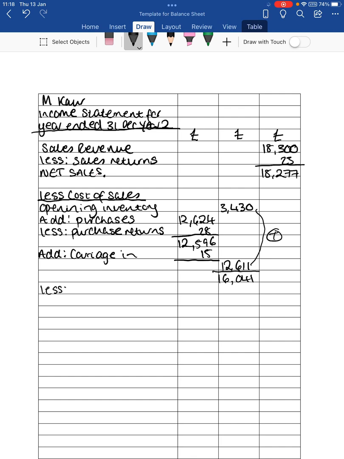inventory, which is our stock left over from this year. So our closing inventory was £230 worth. So £16,041 take away 230 will leave us with £15,811, and that's what we officially call our cost of sales.